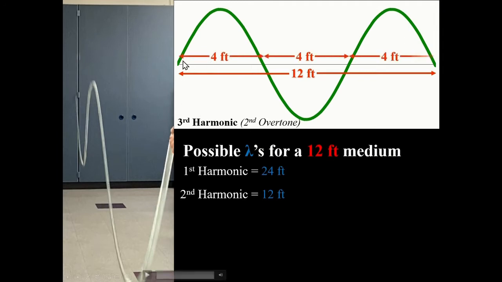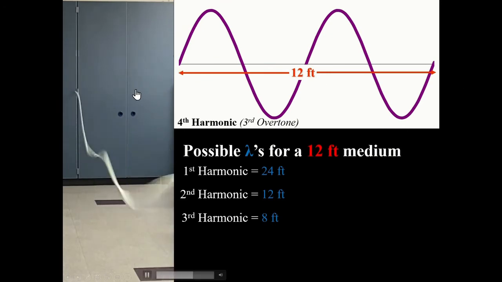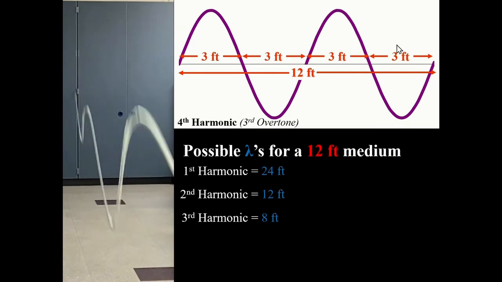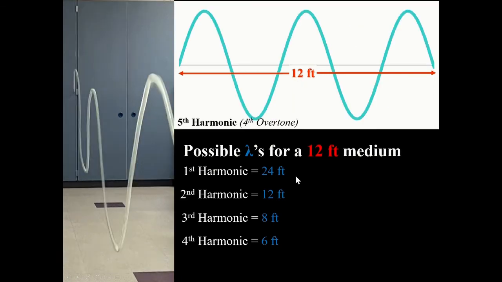But 12 divided by 3 equal parts, each part is 4 feet. So if half of a wavelength is 4 feet, then the whole thing is going to be 8 feet. We need to keep track of half wavelengths. This fit 3 halves. The next largest one is going to fit 4 halves. So 4 halves fitting into there, 12 divided by 4, each half is 3 feet. So the whole thing would be 6 feet. That was 4 halves fitting into there, and that was the fourth harmonic, the third overtone.